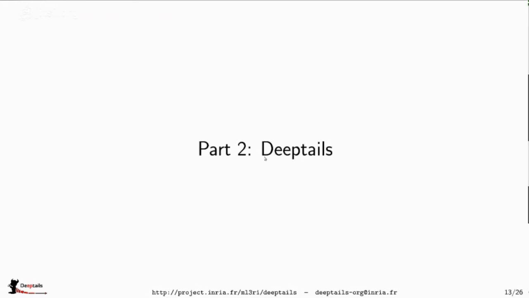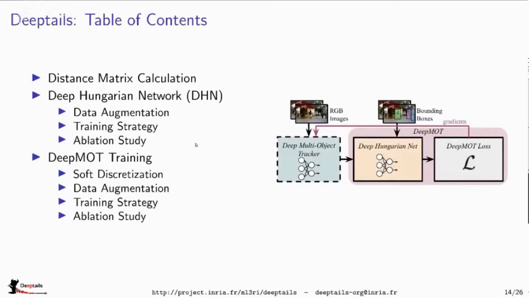Yeah, thanks, Xavier. So in the following slides, we will go into the implementation details of DeepMOT. Let's first recall at each training iteration how a deep multi-object tracker is trained. So during training, the deep multi-object tracker takes RGB images as inputs, and it will output predicted bounding boxes for each object in the image.